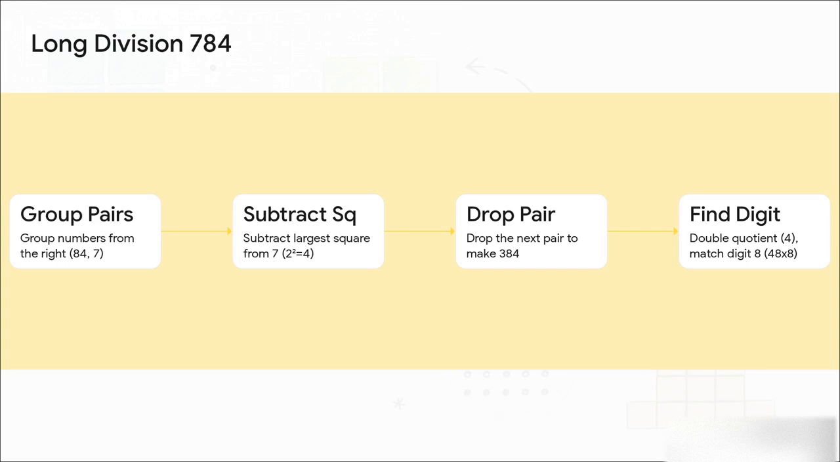Step 2. Find the largest perfect square closest to that first group, the 7, without going over. That's 2 squared, which is 4. We put a 2 at the top, subtract 4 from 7 to get 3, and drop down our next pair, 84. This gives us a new target number of 384. Step 4 is where the magic happens. Double your initial quotient, the 2, to get 4. Now, we have to find a matching digit to place next to the 4, and we multiply that new 2-digit number by that same digit. If we choose 8, we get 48 times 8, which perfectly equals 384. A remainder of 0 means we're done. Look at the top, and our final answer is 28.